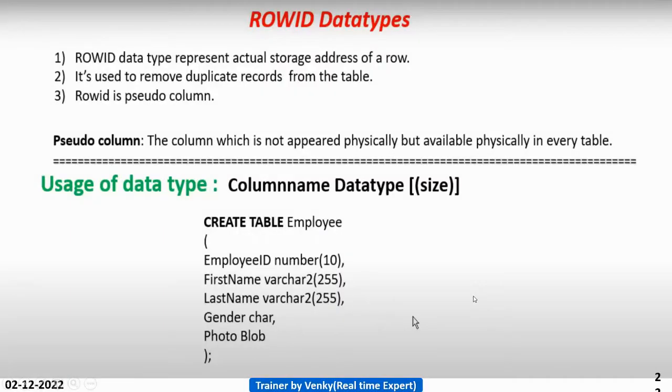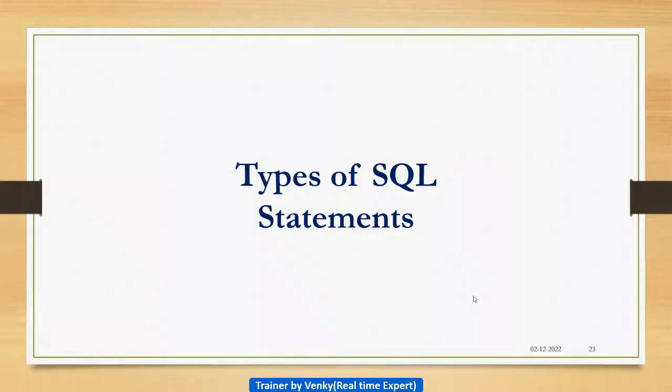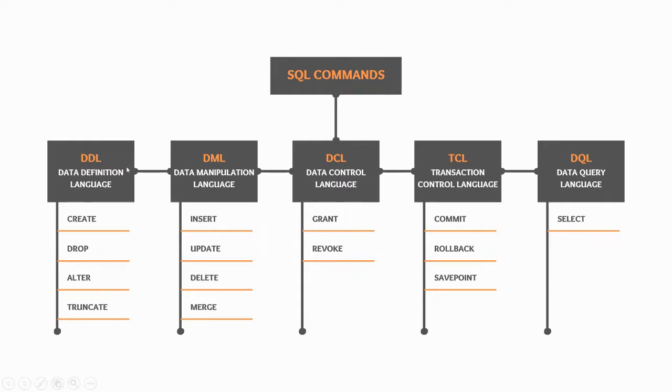So yesterday we have completed the data types. Let's move on to the types of SQL statements, types of SQL commands, or types of SQL sublanguage. SQL commands are categorized into five types: DDL, DML, DCL, TCL, and DQL.